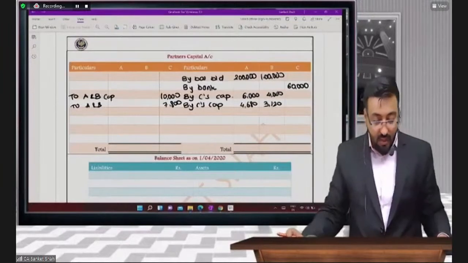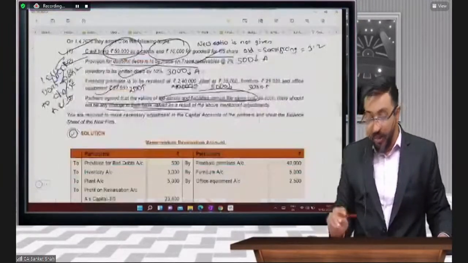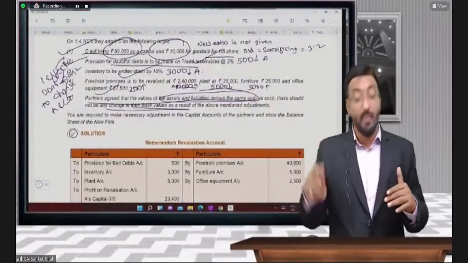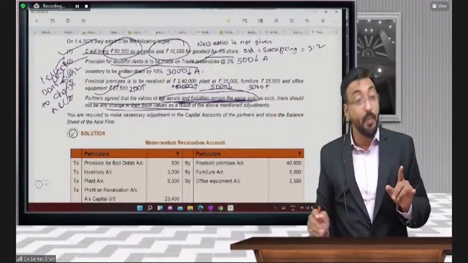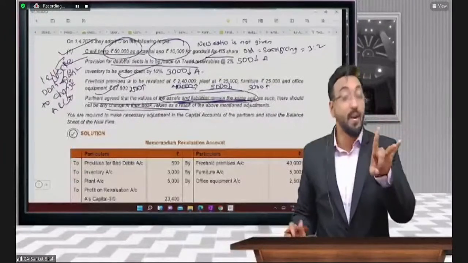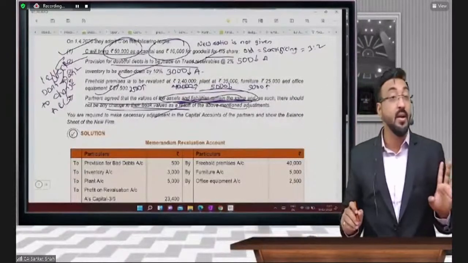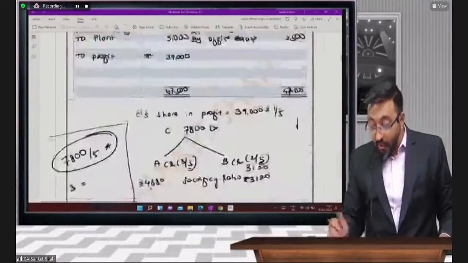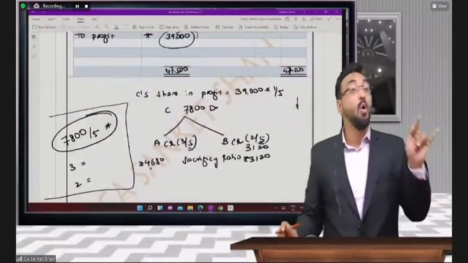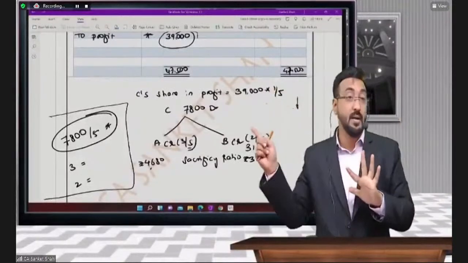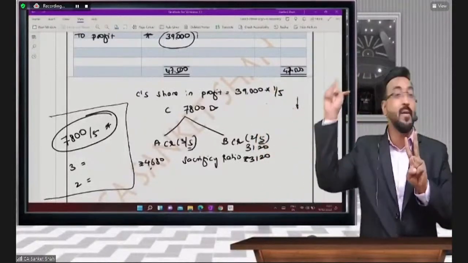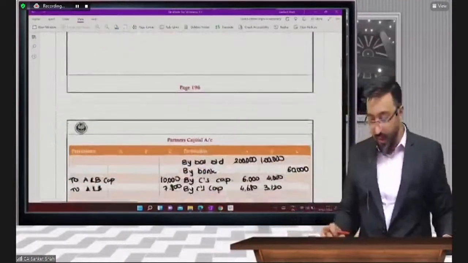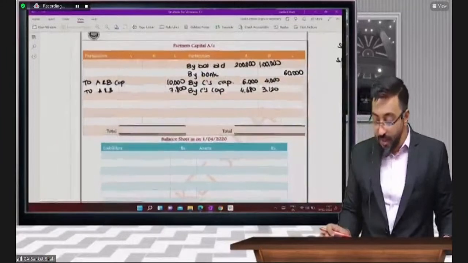Sir, why will C get the profit on revaluation? No, beta. C is not getting any profit on revaluation. This is a memorandum revaluation. Why is the memorandum revaluation account opened? Because you don't want to change assets and liabilities. If this sentence is not given, we will divide not his share but the whole 39,000 to the old partners, that is A and B, in their old ratio. Okay, I will give it in writing. Don't worry. So we have finished with these adjustments.